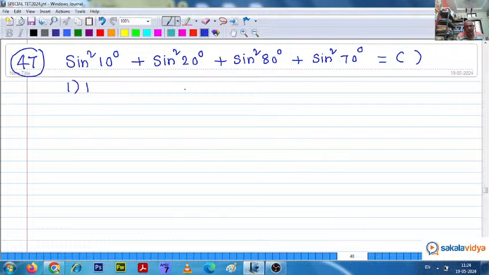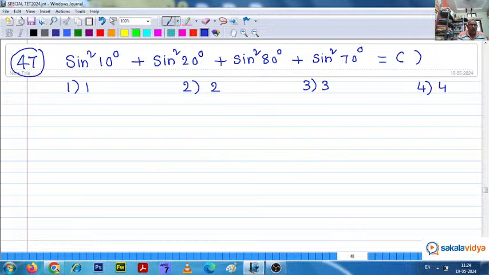First option 1, second option 2, third option 3, fourth option 4. Sunita, you need to comment in the comment section. Then I will go through it.